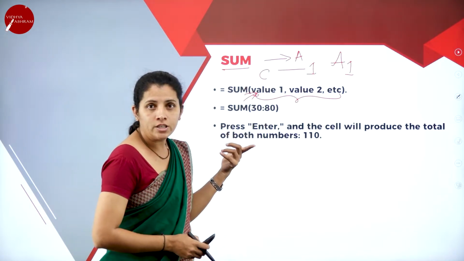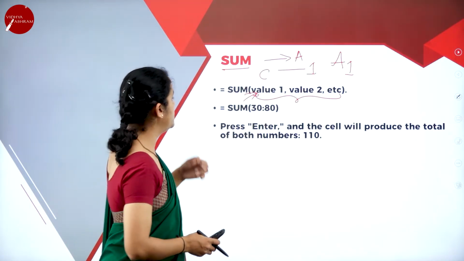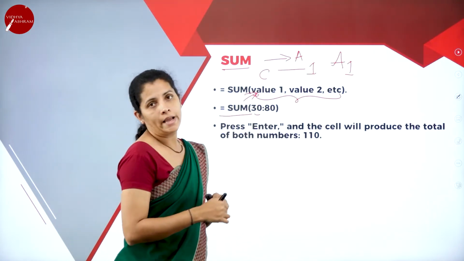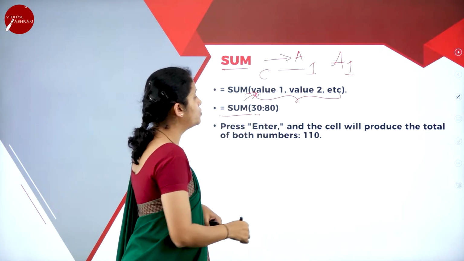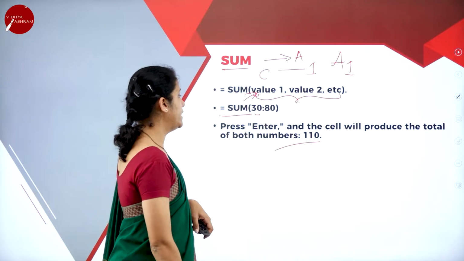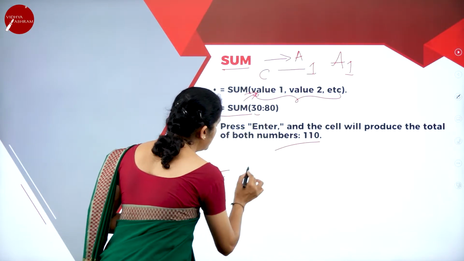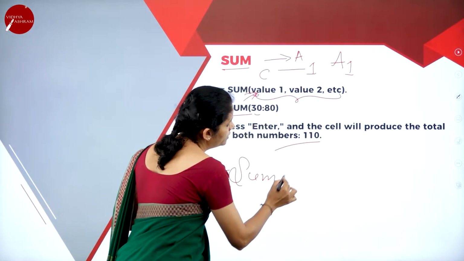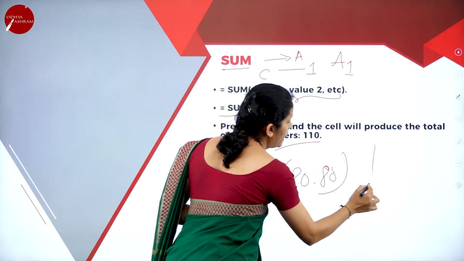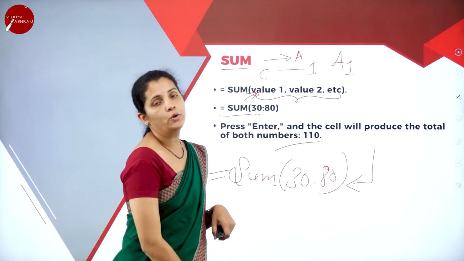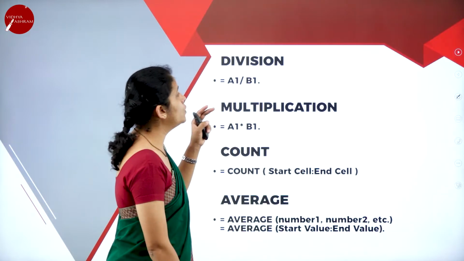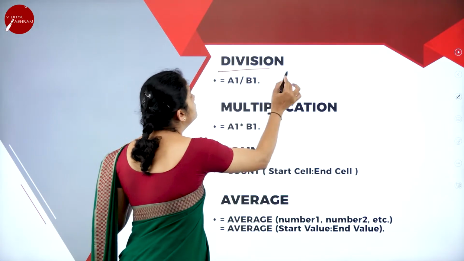So what is the function name here? That is nothing but the summation. So here sum 30:80. So it gives the output 110. That means after writing sum of value 30:80 and when I press enter, I'm going to get the value 110. Similarly, I'm going to have division.